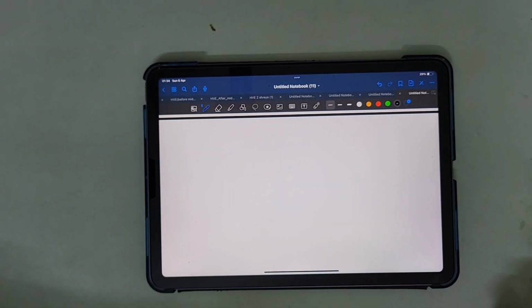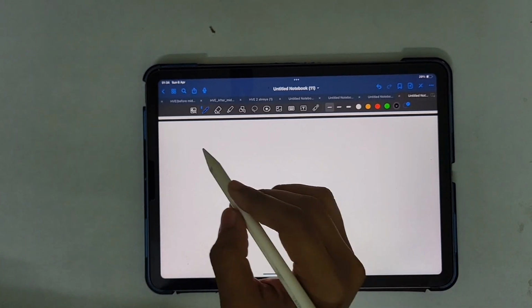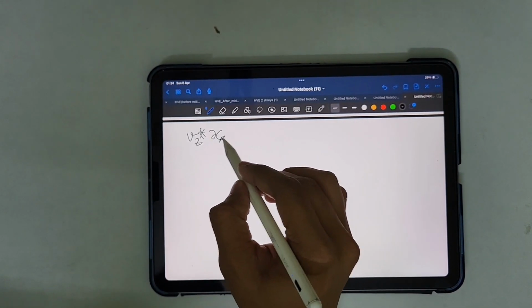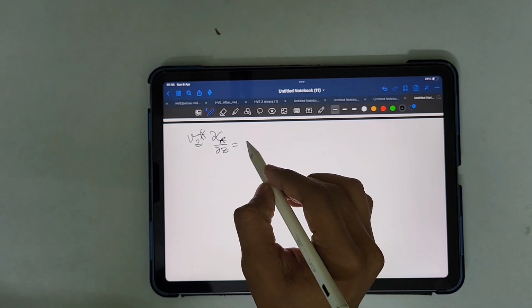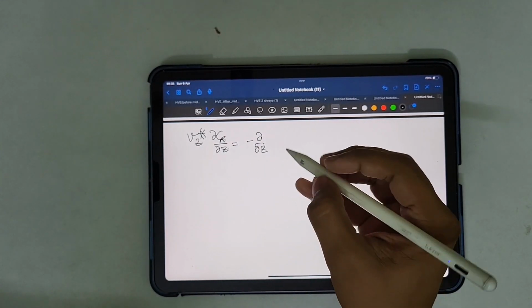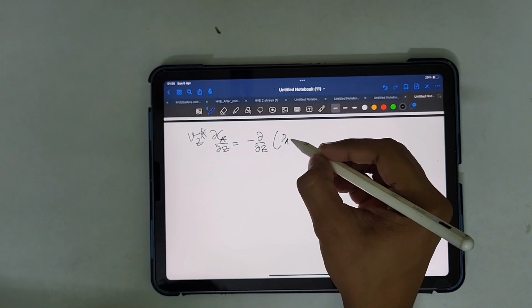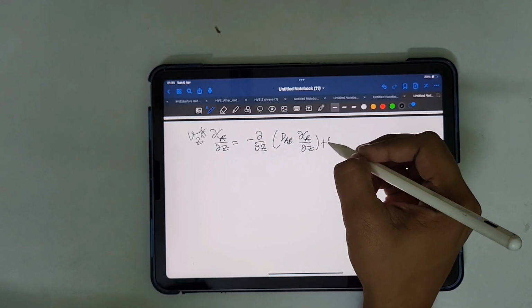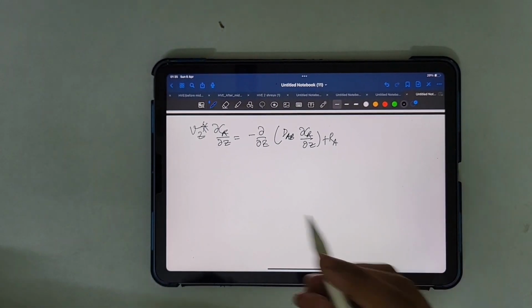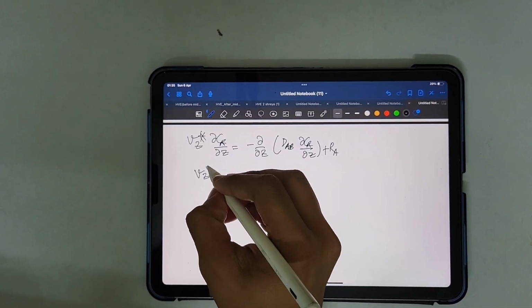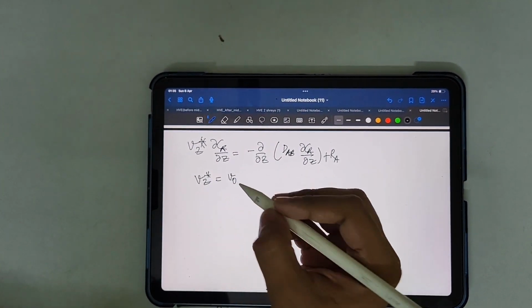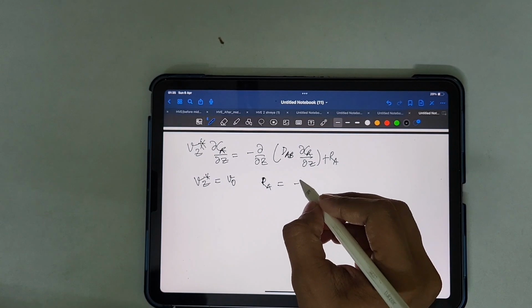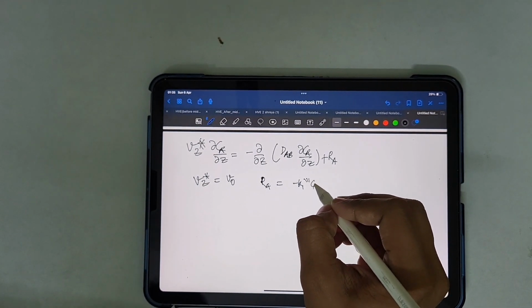So the final equation after implementing these changes becomes VZ star times ∂CA/∂Z is equal to minus ∂/∂Z of DAB times ∂CA/∂Z plus RA. Now let us assume VZ star is equal to V0, and also we have been given in the question that RA is equal to minus K1 triple star CA.